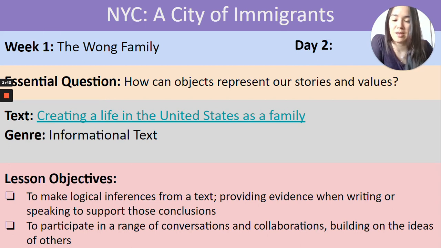So the first one is to make logical inferences from a text, providing evidence when writing or speaking to support those conclusions. The second lesson objective, to participate in a range of conversations and collaborations, building on the ideas of others. So in the first, we're using evidence from the text to think of ideas and inferences and use that evidence to support them in our writing or speaking. In the second lesson objective, we are speaking in conversation and collaboration with our peers to build on each other's ideas.